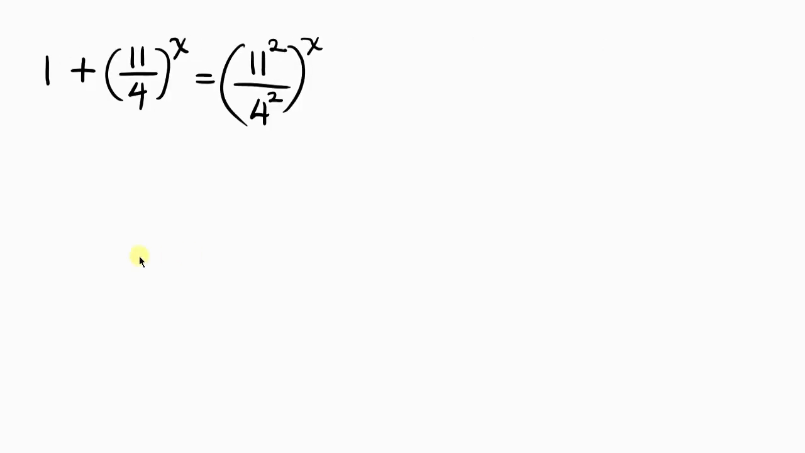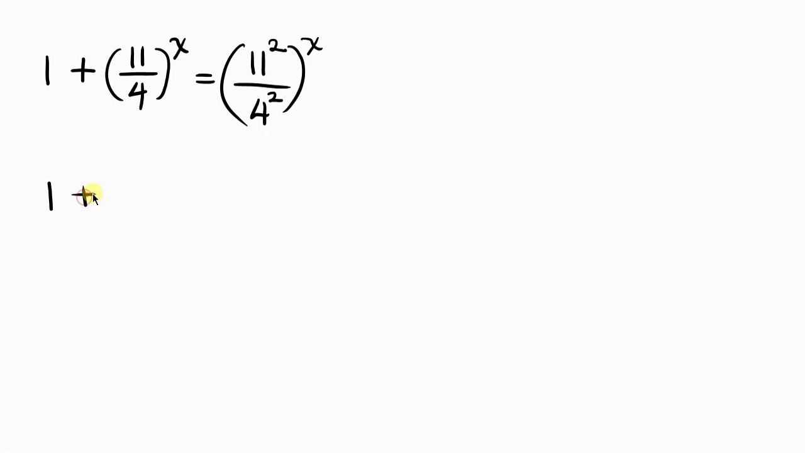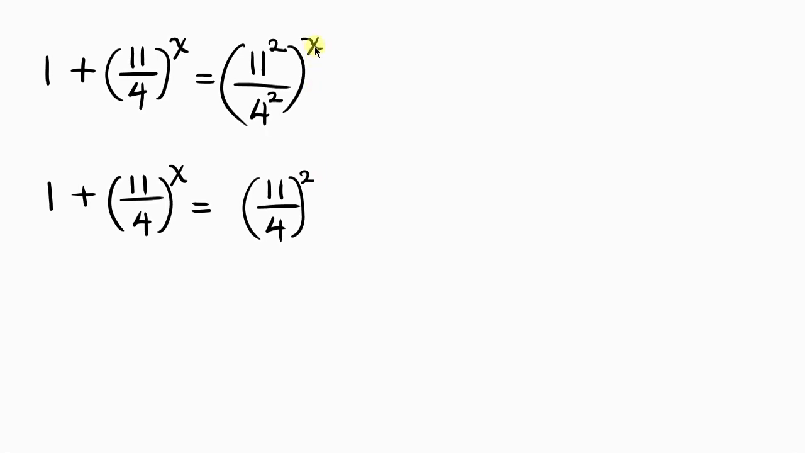Very good. All right. So we have a common power here again. So we're going to be expressing this the same way. So we have 1 plus, this is 11 over 4 all raised to the x. This is equal to, now expressing in common powers, we have 11 over 4 all raised to the common power of 2. And remember, this is raised to the x. So I'm going to be raising the whole of this to the x. Very good.